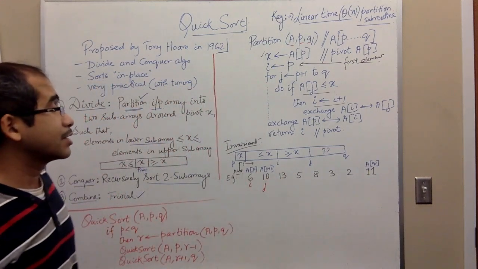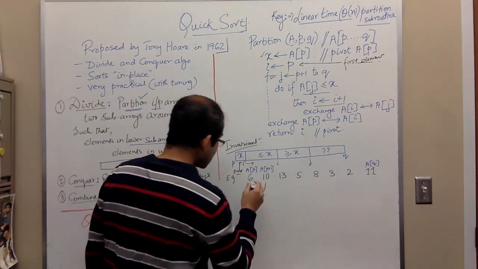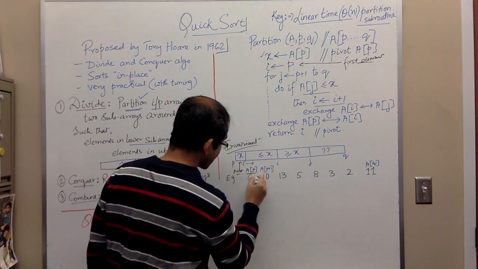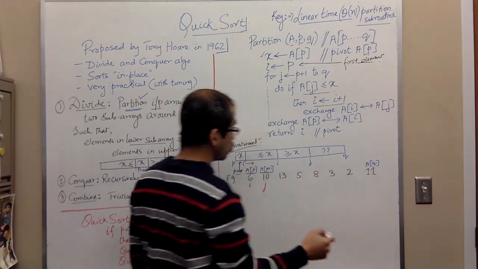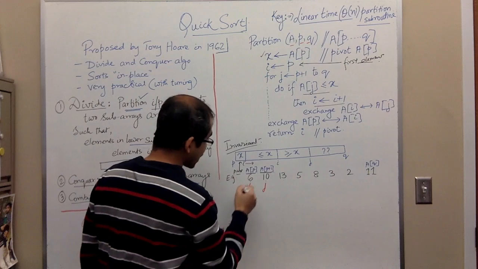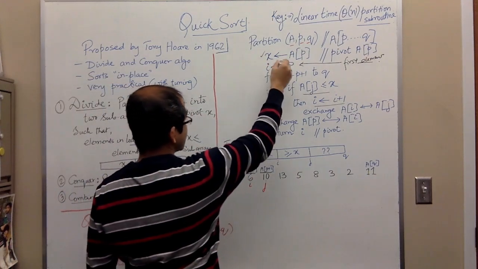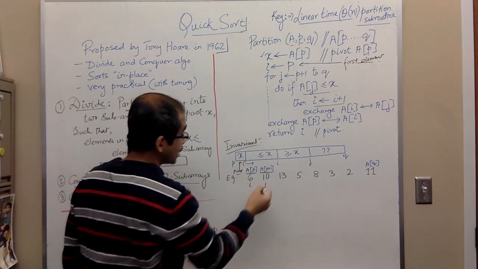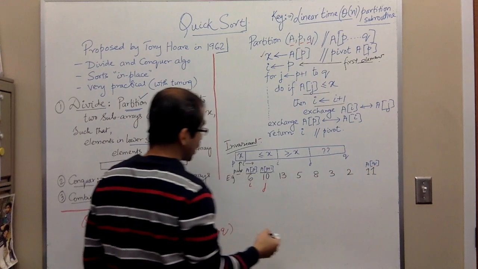Here this is the array 6, 10, 13, 5, 8, 3, 2 and 11. So now you see I have set up, this is the first element AP, this is the second element AP plus 1. In that way we go to AQ. The first element I set up as i, and like we said here, i has the index of p, and j is the next one, p plus 1 to q. j will check through them.